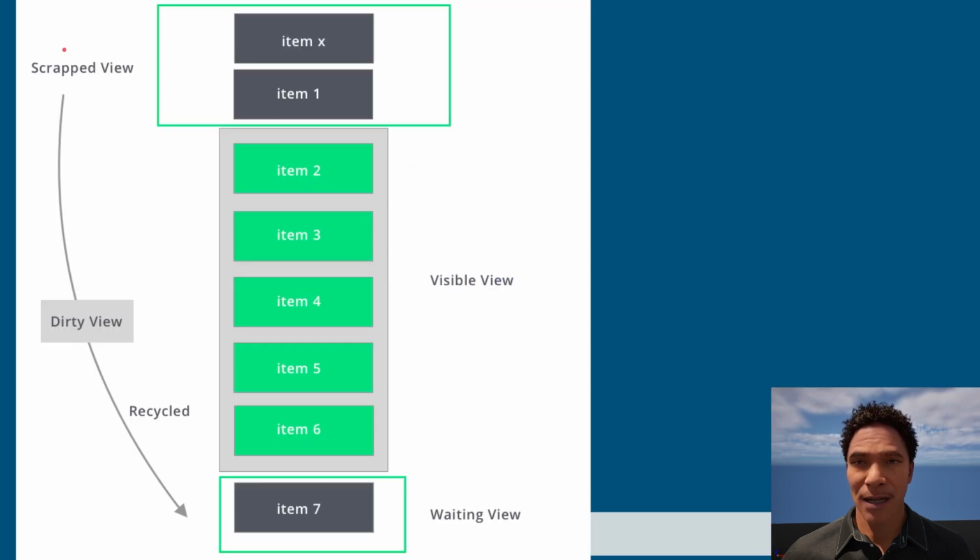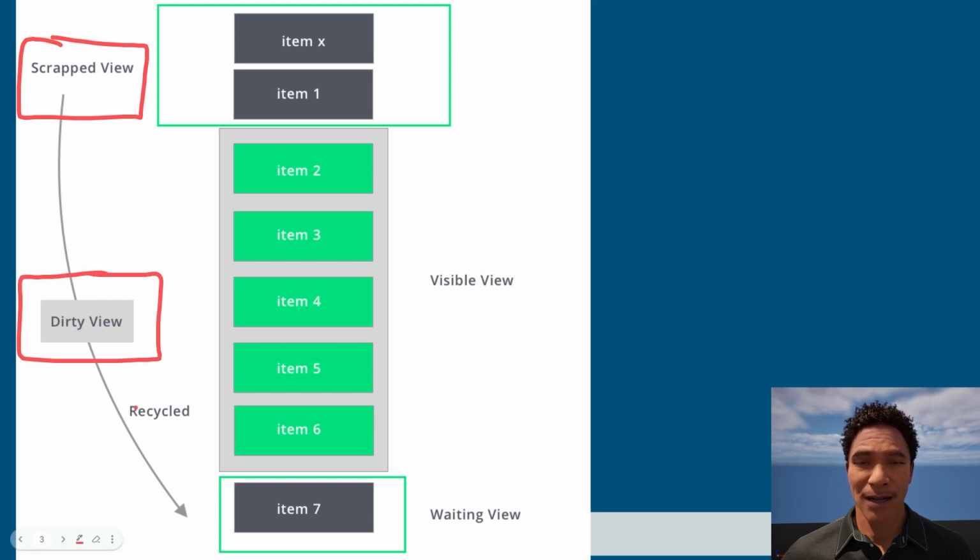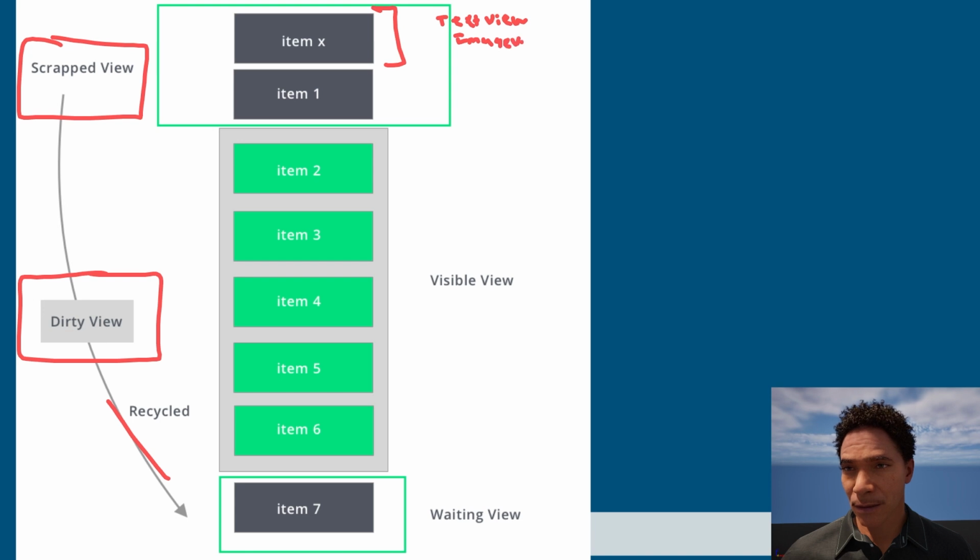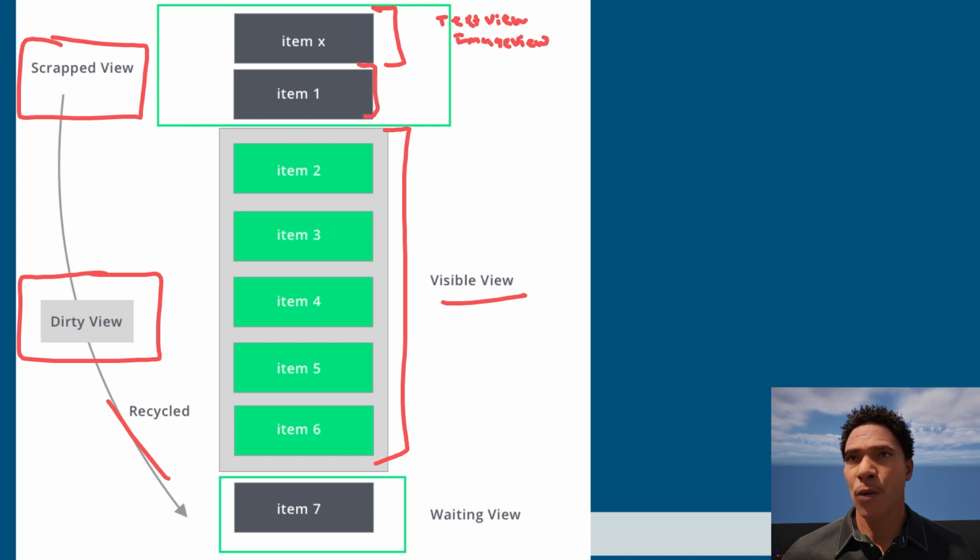So here you can see an example. This is the scrapped view. It enters the dirty view and then is recycled, and these views that can hold text views and image views, etc., can be reused if they go out of the visible zone, the visible part of the mobile. So you reuse this to not allocate new memory and be more memory efficient and have better performance.